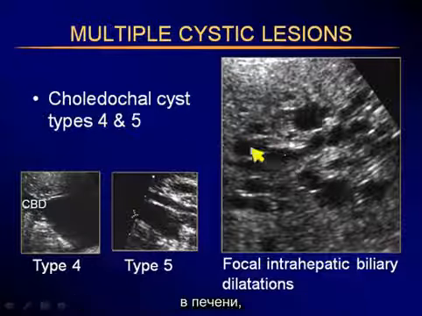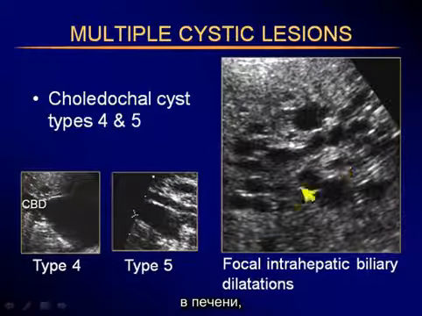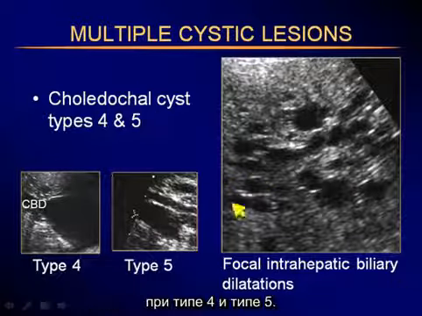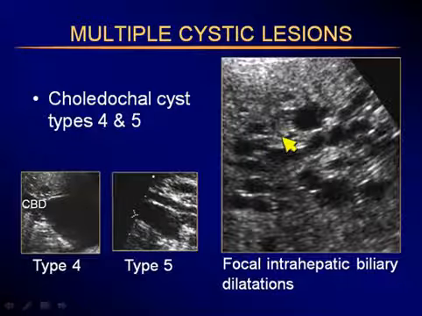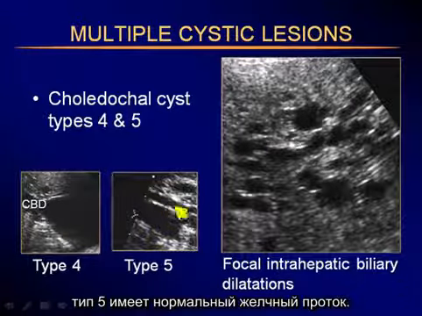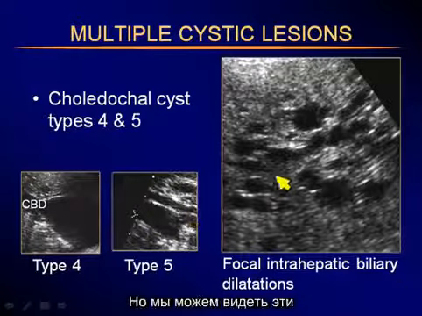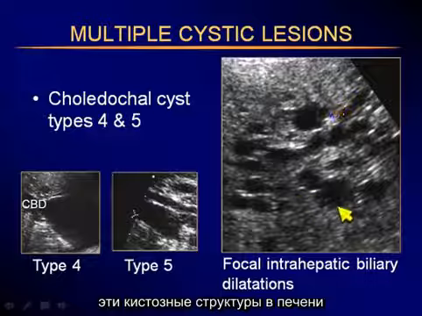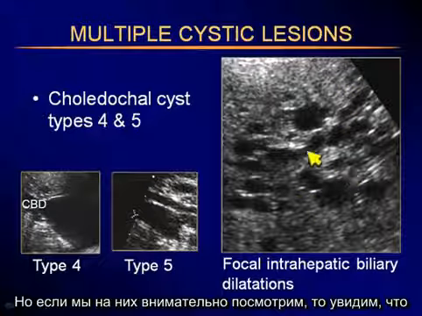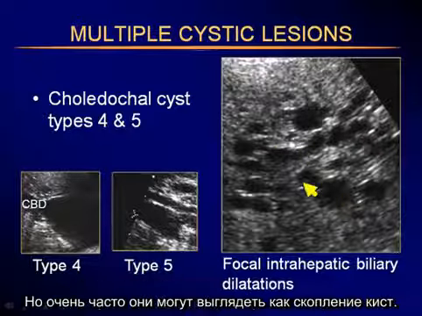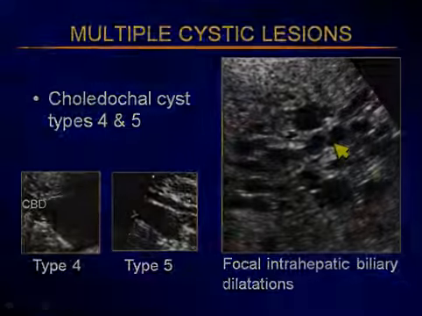We can have multiple cystic lesions throughout the liver that are actually choledochal cysts, the type 4 and the type 5. Type 4 has the dilated bile duct. Type 5 has a normal bile duct. But we can see these cystic structures throughout the liver. If we look at them closely, we will realize that they actually connect, and these are tortuous tubular structures. But many times they just look like collections of cysts.